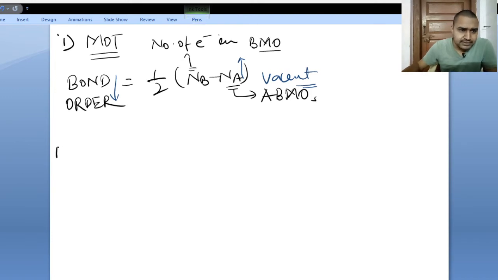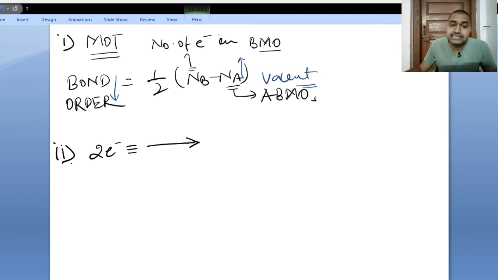Now the second thing that we are going to discuss is the representation of attacking electrons. If two electrons are involved in a reaction, then the attack is represented as a double edge arrow. So it is an arrow which has two edges, one edge and two edge, right? So this is known as a double edge arrow.